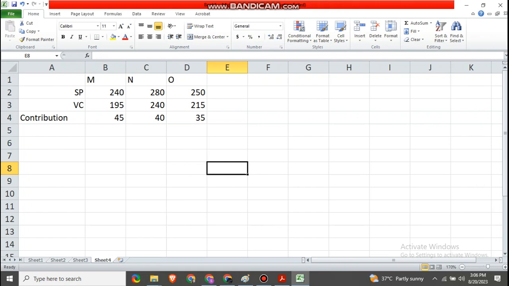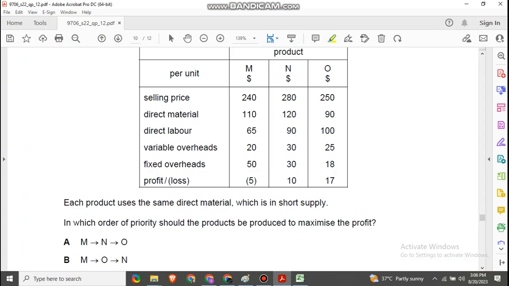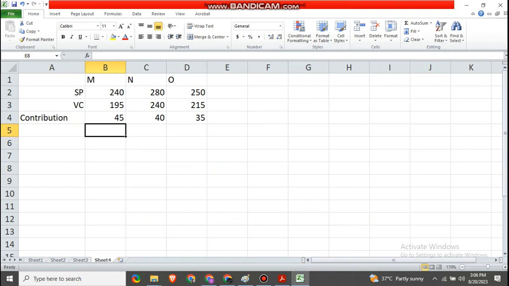Why? Because this is a problem of limited resources. What is the limited resource that we have here? It says that each product uses the same direct material, so the material that we are using is in limited supply. So whatever material cost we have, we will divide the contribution by this material to find out how much each dollar of material is contributing. So 110 here, this is 120, I guess, and 90.